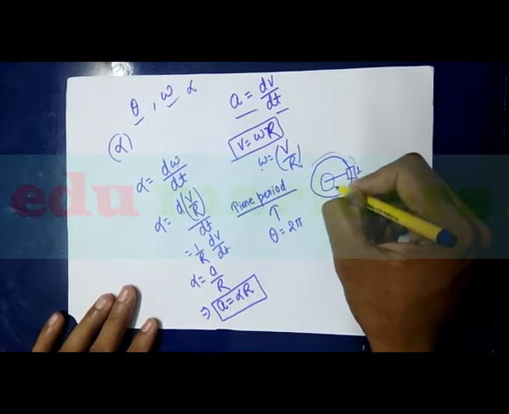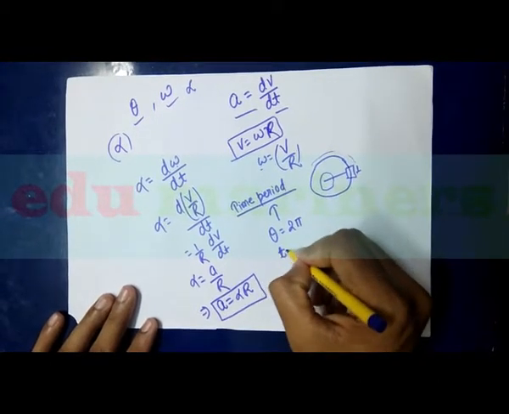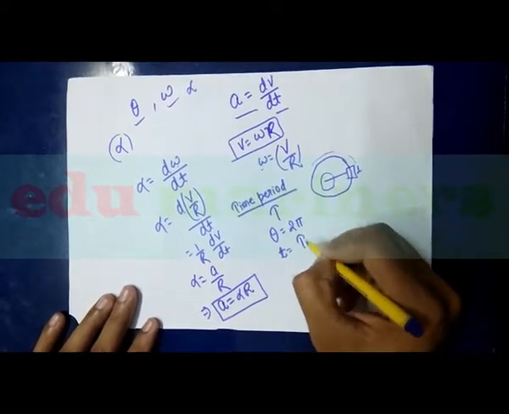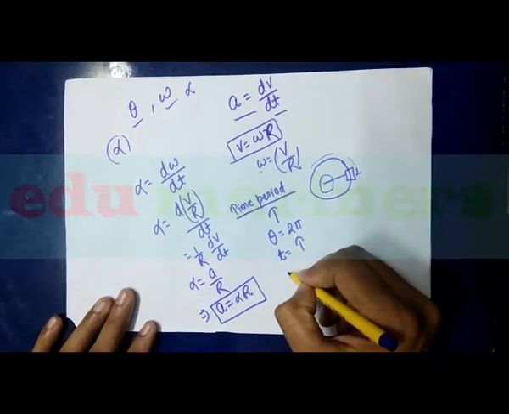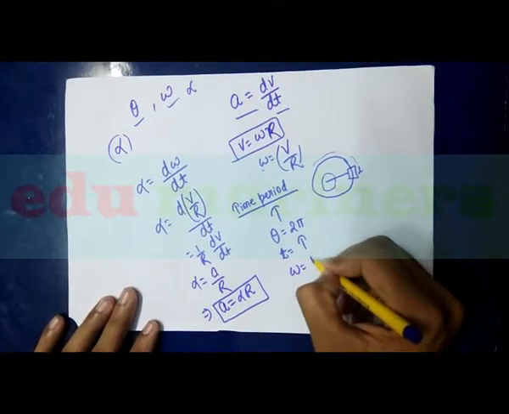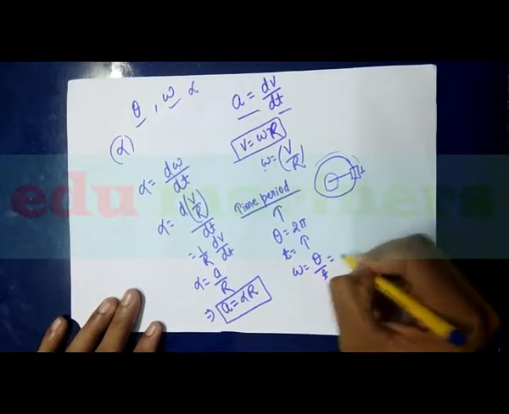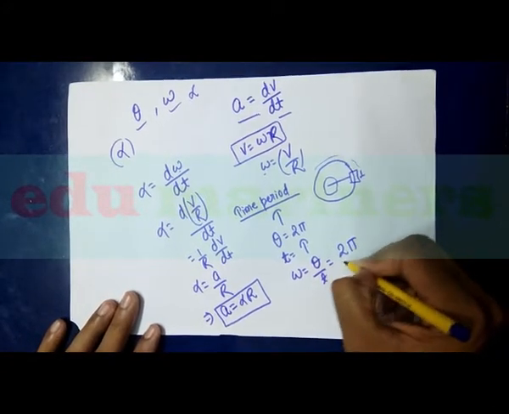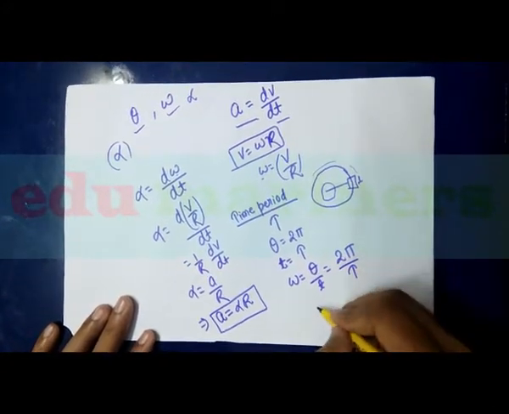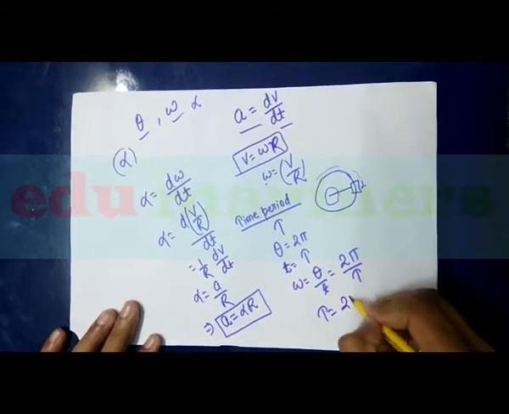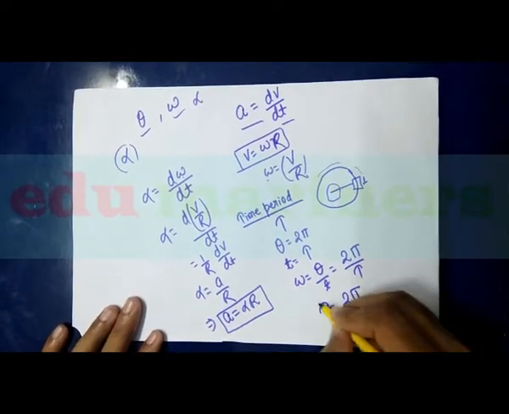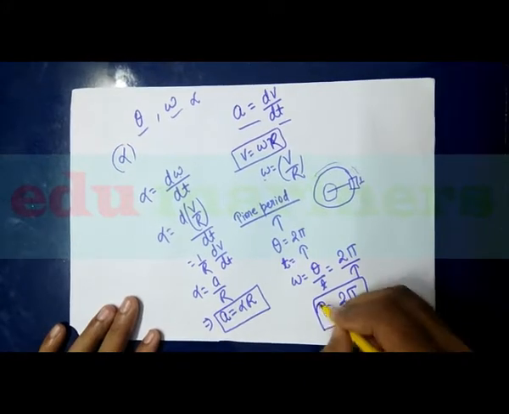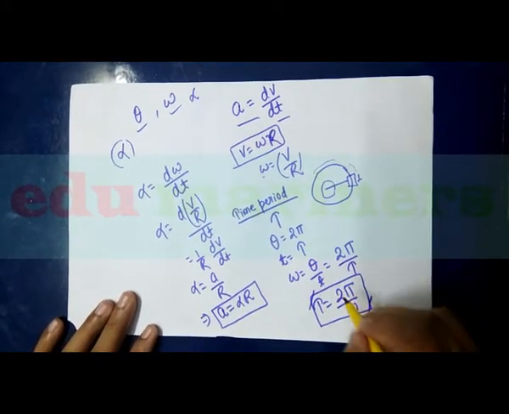2 pi, that is 360 degrees, and the time taken is equal to T, that is the time period. So we can write omega is equal to theta by T. So this can be written as 2 pi by T. So T is equal to 2 pi by omega. Right. So this is the relation. These are the basic terms here.